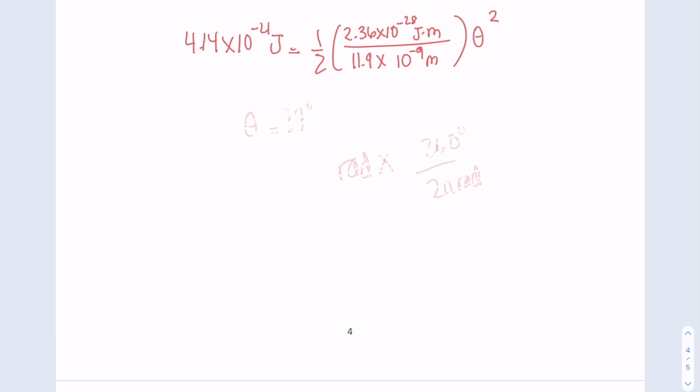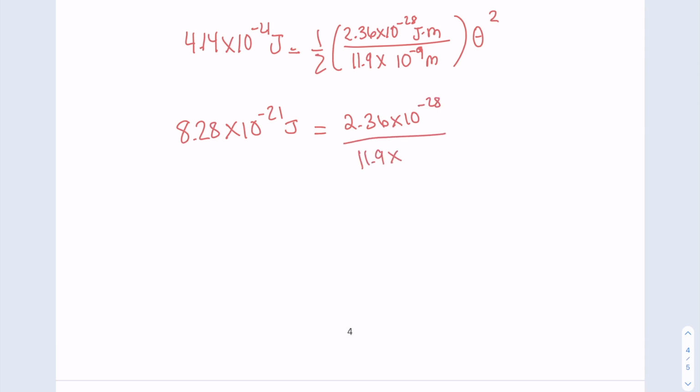All right, so if we have 4.14 times 10 to the negative 21, if we multiply over 2, that should give us 8.28 times 10 to the negative 21 joules, right? And that's equal to 2.36 times 10 to the negative 28 over 11.9 times 10 to the negative 9th, right? We can then multiply this over here, so we can multiply 8.28 by 11.9.